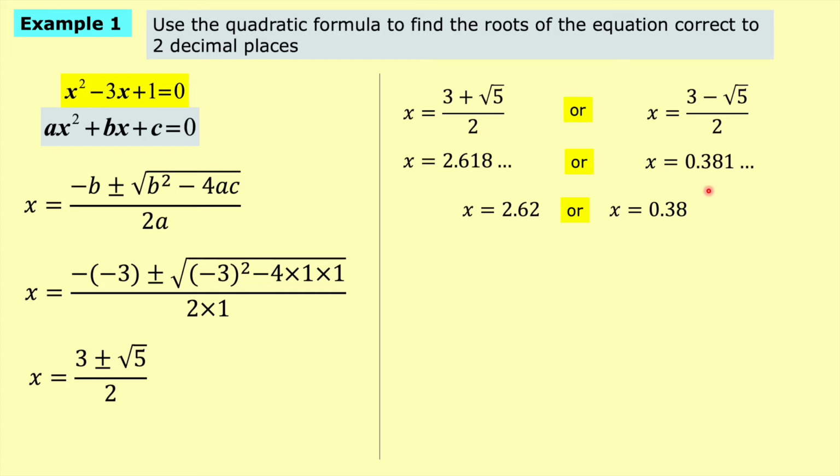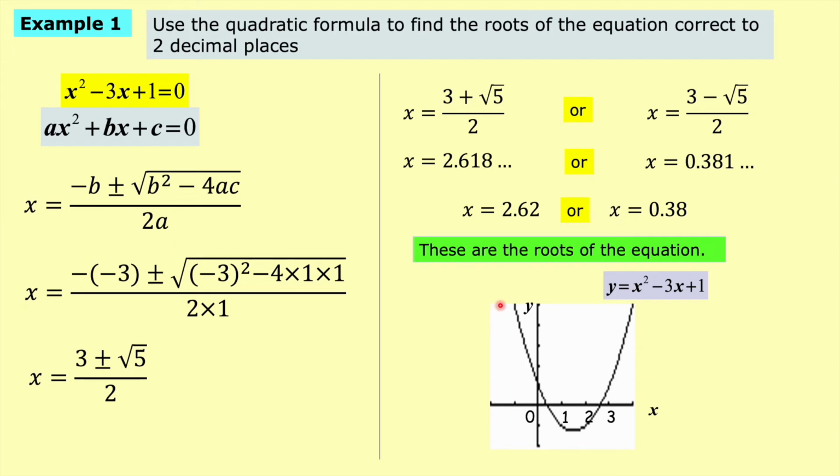We've got our 2 roots. Just to show you what this would look like on a graph, these are the roots of the equation. Remember, roots are where the graph cuts the x-axis. So here we've got our graph of x squared subtract 3x plus 1. And we've got our first root, which is 0.38, between the 0 and the 1. And our second root is between the 2 and the 3, which is 2.62.